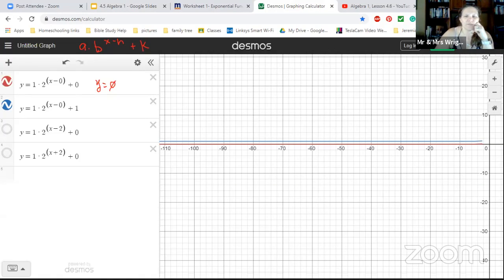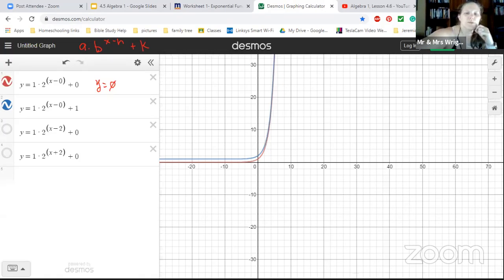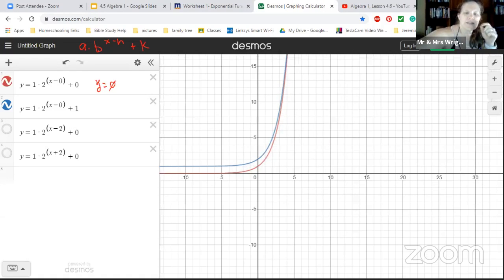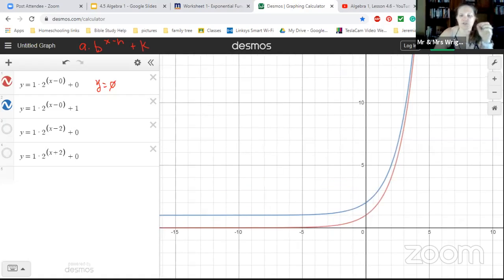Why is that? Well, remember in what we have here on our red exponential function, as it's going to negative infinity, it's approaching 0. Remember, 0 is our asymptote. Our asymptote is y equals 0 on the red one. But with the blue one, when we shifted every single thing on that graph up 1, that means our asymptote shifted up 1 as well. So now we have an asymptote of y equals 1.